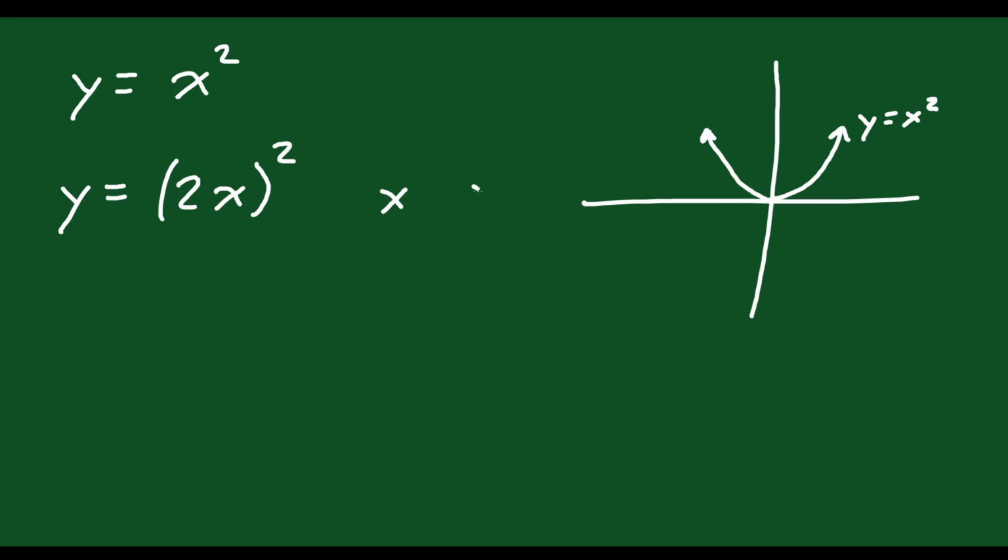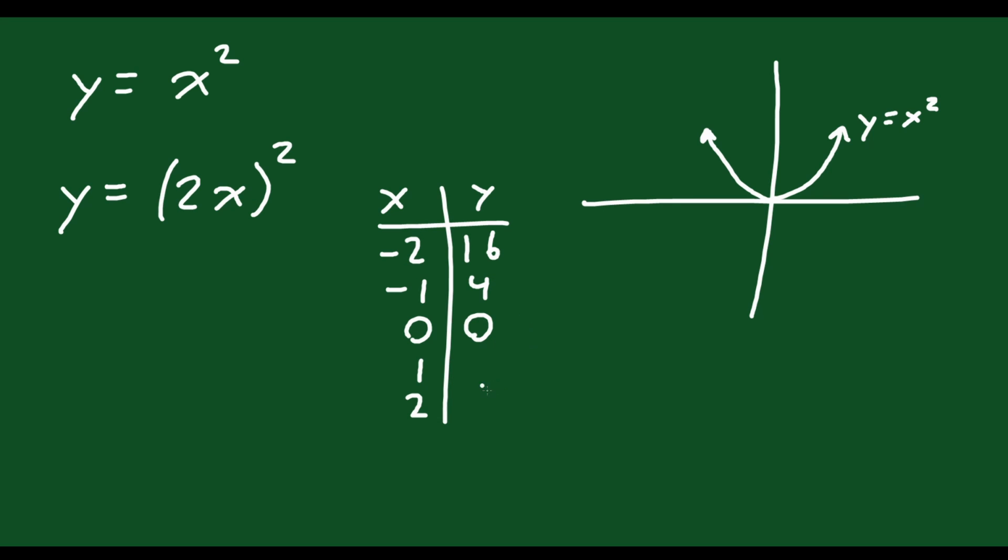Let's do our table of values again. Same points, -2, -1, 0, 1, 2. Plug them in. -2 times 2 is -4. -4 squared is 16. Plug in -1. -1 times 2 is -2. Squared is 4. 0 is going to give you 0. 1 is going to give you 4. 2 is going to give you 16.